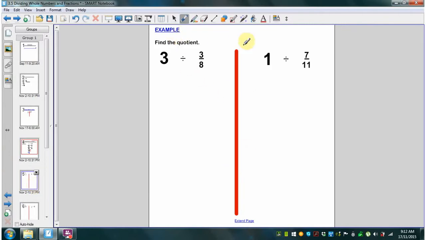Okay, so we're going to do these now. We're going to find the quotient, which all that means is solving with the division symbol, quotient. I want you to write this one down. We're going to do it together.